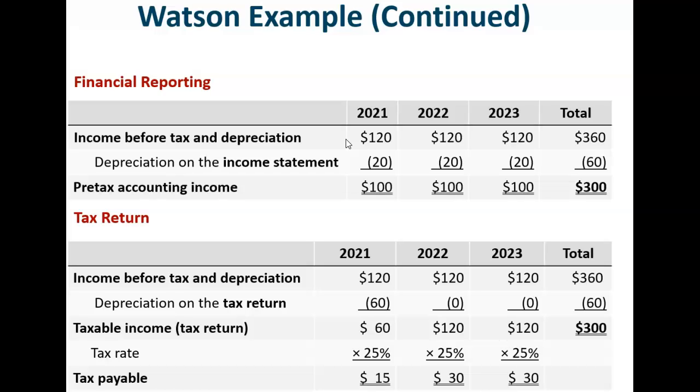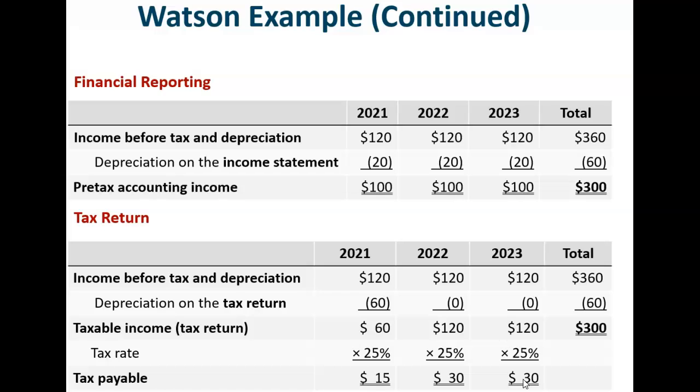Now let's consider tax expense and taxes payable. We can see that Watson has taxes payable of $15,000 in 2021 and $30,000 of taxes payable in 2022 and 2023. But what about tax expense? One simple approach would be to make the tax expense in the income statement equal to whatever taxes payable on the tax return for that period and ignore any future complications of timing differences.